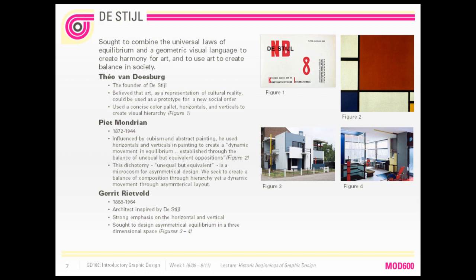Again, a strong emphasis on the three-dimensional plane of verticals and horizontals, and a limited color palette. If you look at figure 4, it's white, blue, red, and yellow, just like Mondrian's painting in figure 2. At its very core, it's very clean and very functional. So that's a little bit about De Stijl.